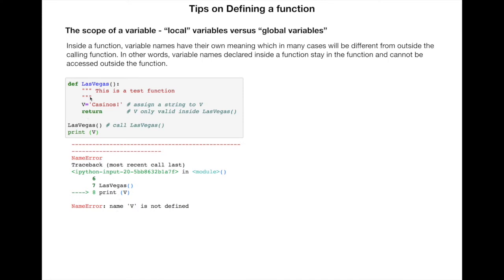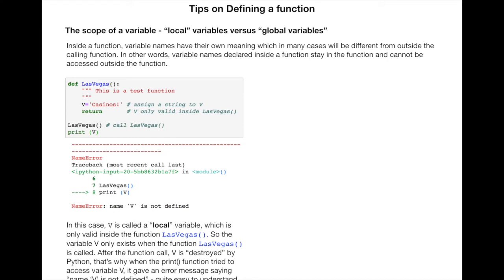Right? So you can see that this is the code block in the function. So v is defined inside the function whenever the function is called, and v equals casinos. After the function is done, everything you defined in the function disappears. So there's no v in memory, and when you try to print out v, Python tells you that v is not defined, right? So this is called a local variable. The variable v is a local variable, only living inside the function Las Vegas. Outside the function, there's no v, right?